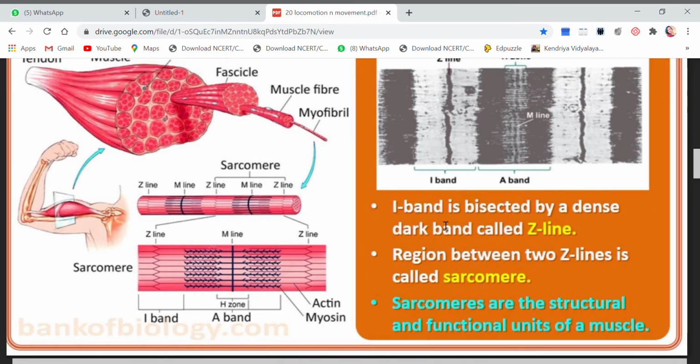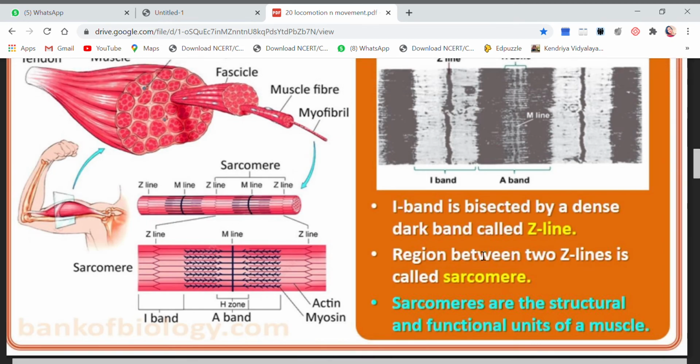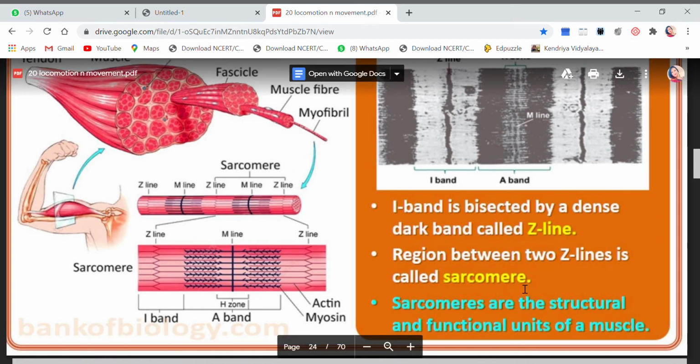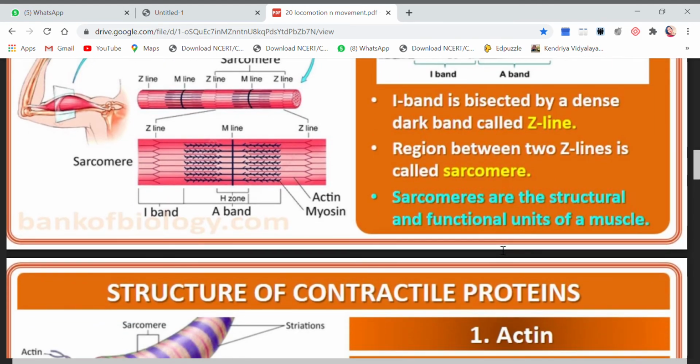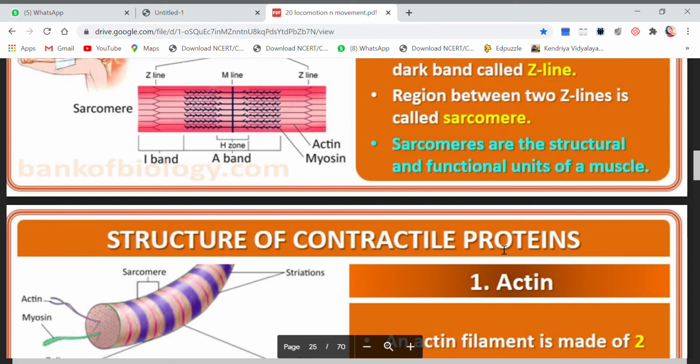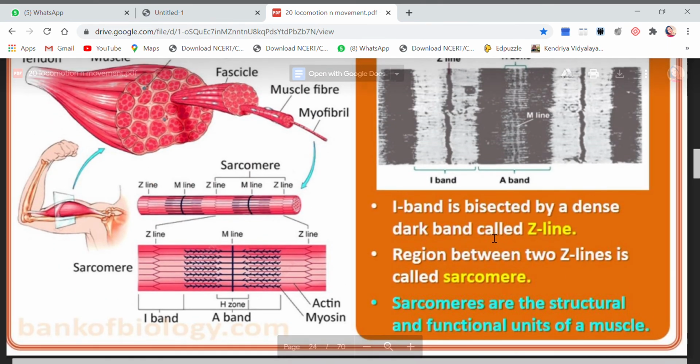So children, I band is bisected by a dense dark band called Z line. The region between two Z lines is called sarcomere, and the sarcomeres are the structural and functional units of muscle. Okay, so I hope the structural part of striated muscle is now clear to all of you.